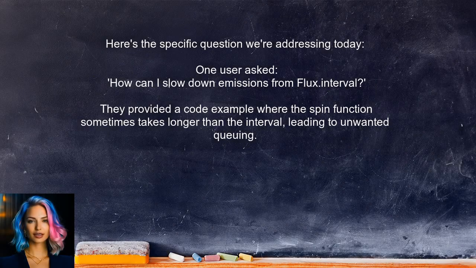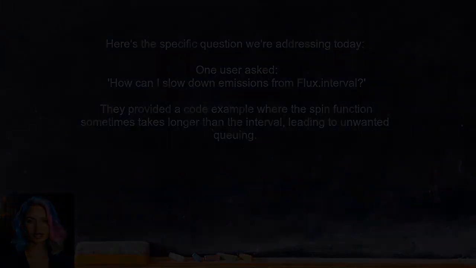Here's the specific question we're addressing today. One user asked, "How can I slow down emissions from Flux.interval?" They provided a code example where the spin function sometimes takes longer than the interval, leading to unwanted queuing. Sound familiar? Let's dive into this together.